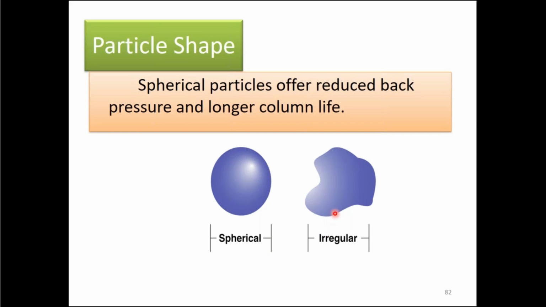What is the effect of such an event? The mobile phase will be obstructed. The flow rate of the mobile phase will be greatly affected. And that's why we say spherical particles are always best. For any chromatography, spherical particles would always be the best option.